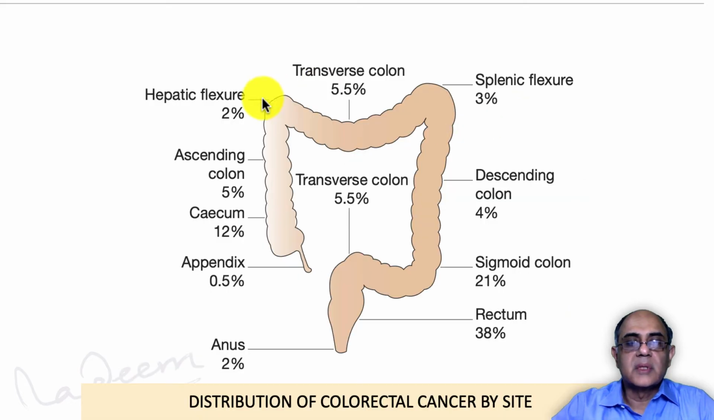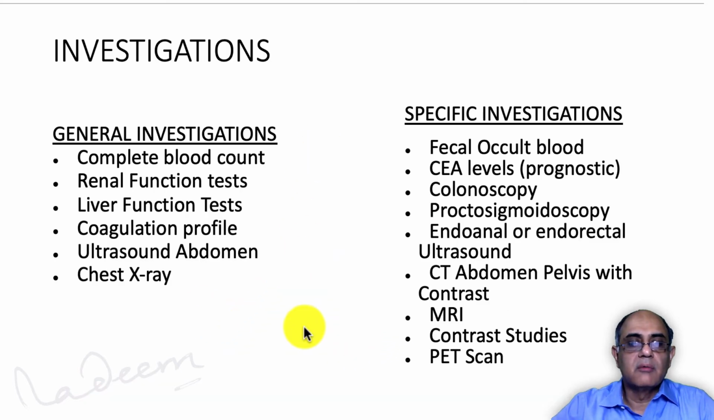Now, how are the tumors distributed? The most common site of the tumor is the rectum, 38%, followed by the sigmoid colon and cecum. The rest you can see very well. So the most common tumors we see in our clinical practice are in the rectosigmoid area, which is the most commonly affected. So how are you going to investigate?